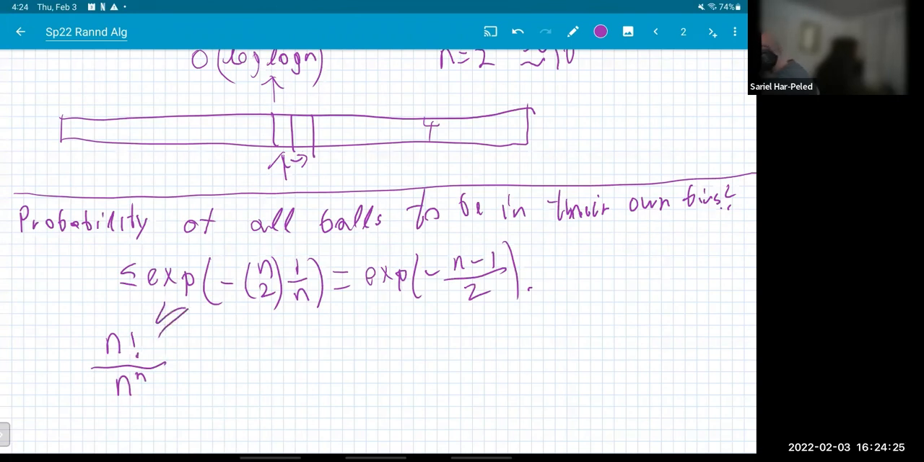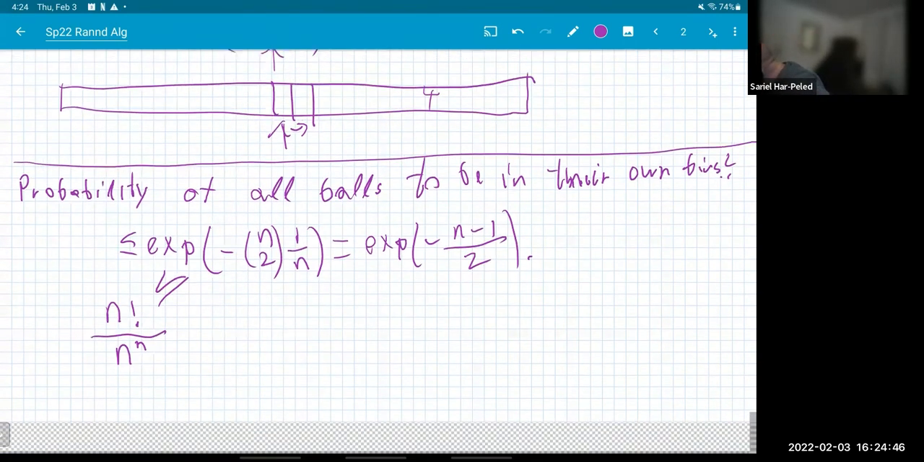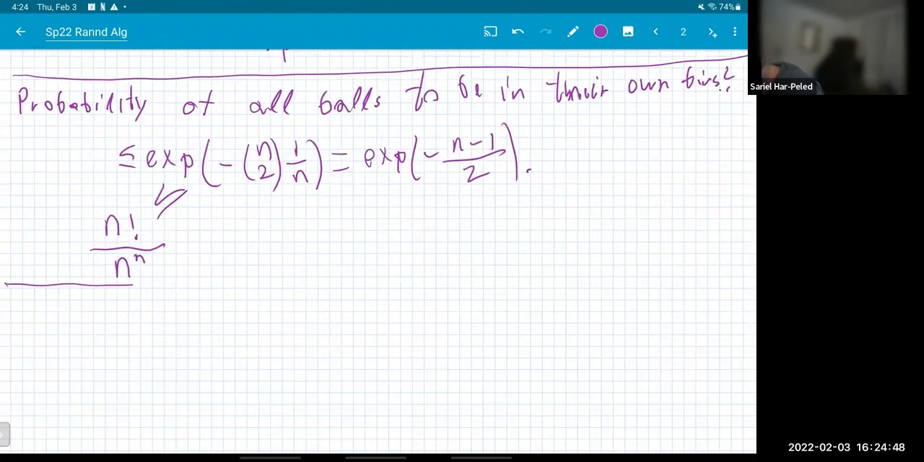Why is that n factorial? Well, there are n factorial ways of putting n balls into n distinct bins, and there are n to the n ways of putting n balls into n bins. So that gives you this. That's a bit boring, but okay. So much for this problem.